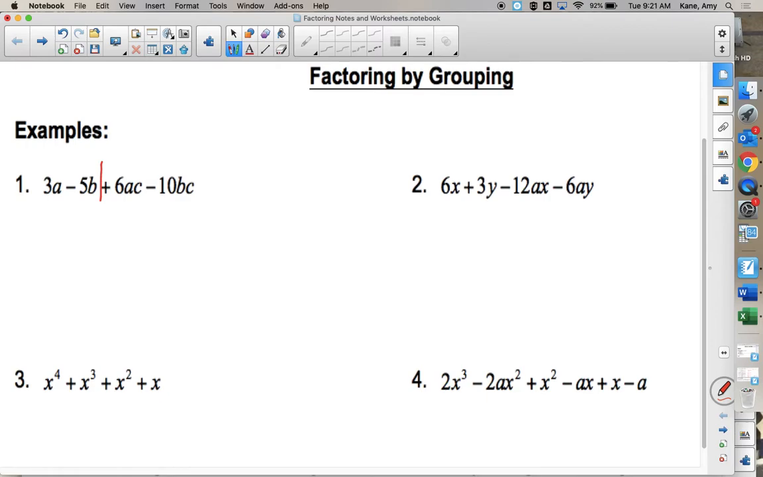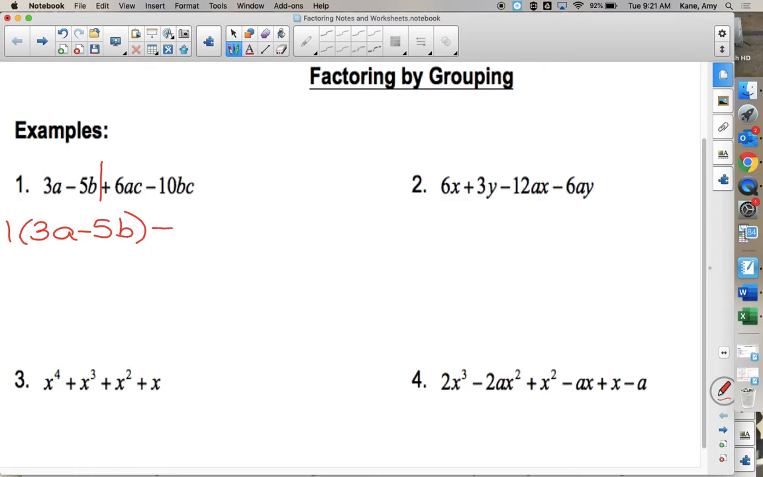So if you have a 3a minus 5b, Brenton, what would you factor out there? Only a 1, yeah, because they only have a 1 in common. They're not divisible by anything else. So I'm just going to place a 1 in front. Brenton, how about the second pair? What could we factor out there?